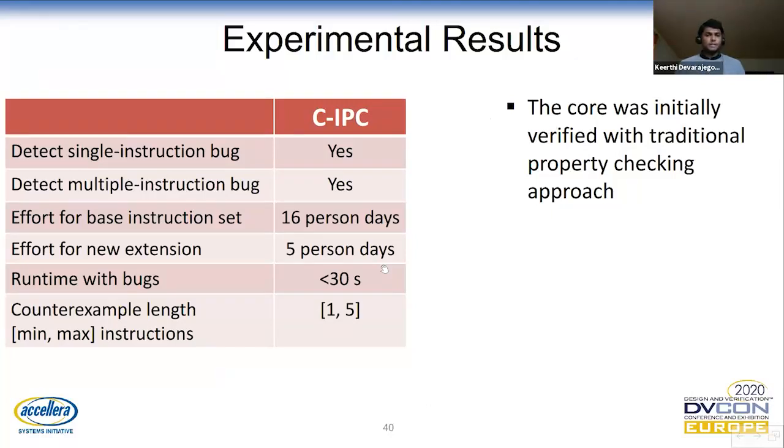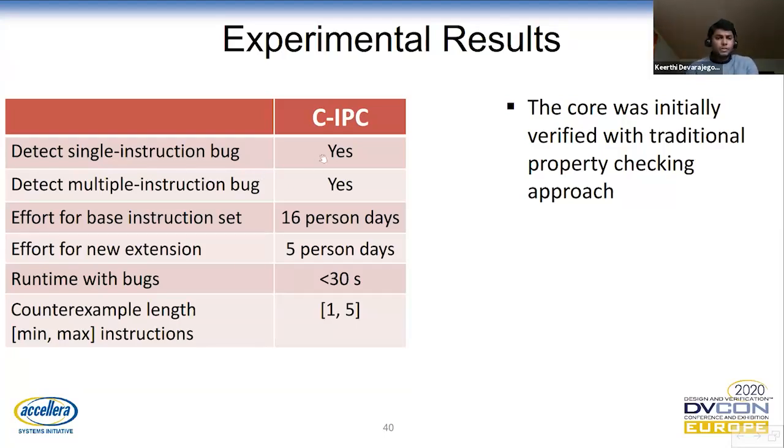And so these are some of the results. Before applying this C-S²QED approach, we previously verified this core using the CIPC approach. For those who don't know, CIPC stands for complete interval property checking. It's a completeness methodology proposed by OneSpin. In the industry, it's also known as gap-free verification. It's a methodology that proposes how to write a complete set of properties without any gaps in the property set.